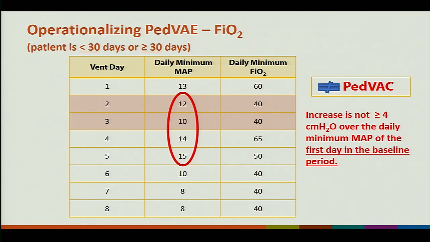And here is an example of what I was talking about. You want to make sure your increase, your worsening oxygenation, is relative to that first day of the baseline period. You can see that 10 to 14 is a jump of 4, but your first day of your baseline period was 12. So we do not meet the PedVAE definition for that reason. And that's why you want to look at your increase relative to the first day of the baseline period.